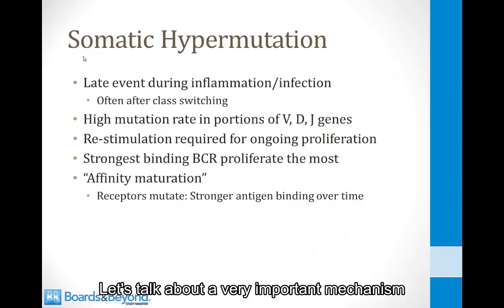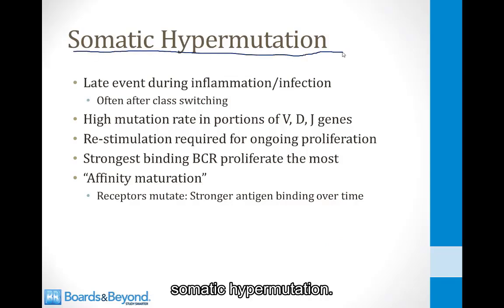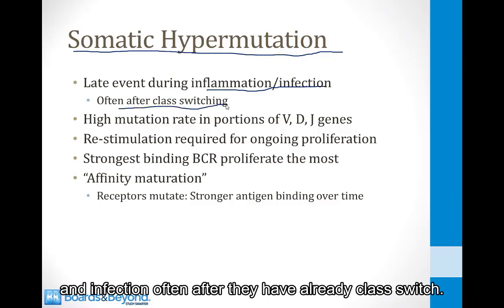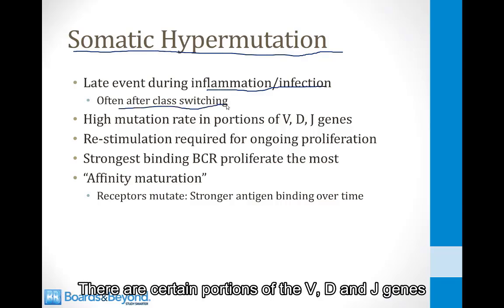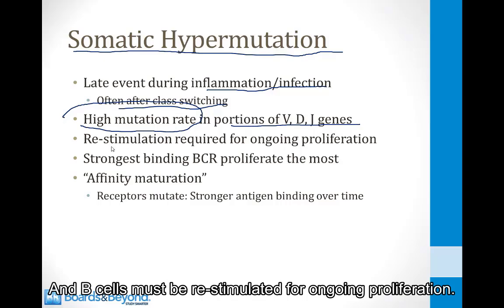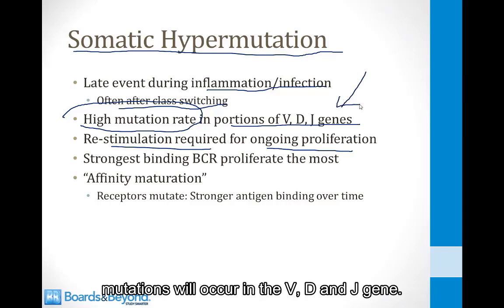Let's talk about a very important mechanism by which B cells hone their effectiveness in eliminating pathogens, and this is called somatic hypermutation. This is a late event. It's a process that B cells undergo during inflammation and infection, often after they have already class switched. There are certain portions of the V, D, and J genes that I described before which have a very high mutation rate. And B cells must be re-stimulated for ongoing proliferation. So what is going to happen is, as the B cell proliferates during an infection, mutations will occur in the V, D, and J gene.